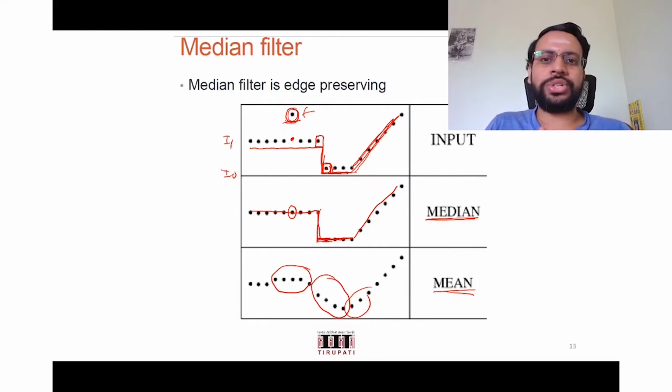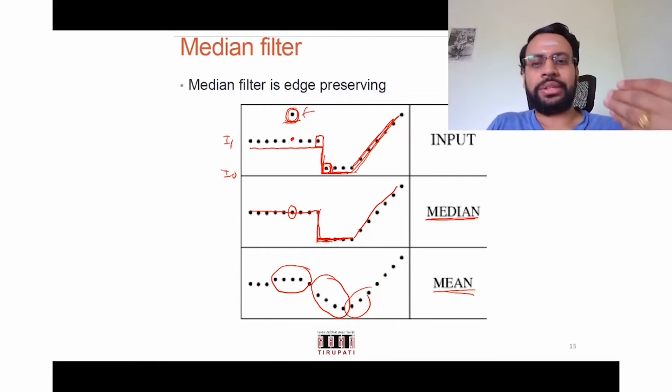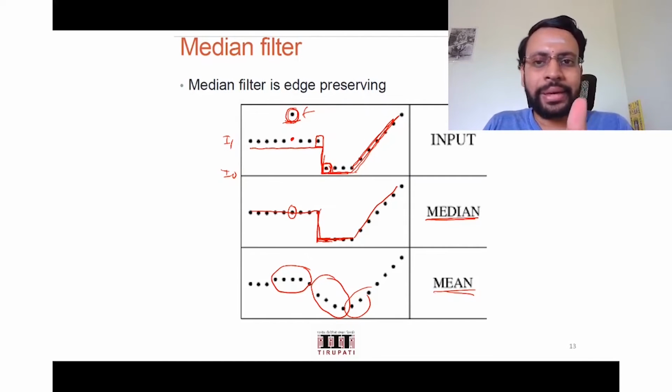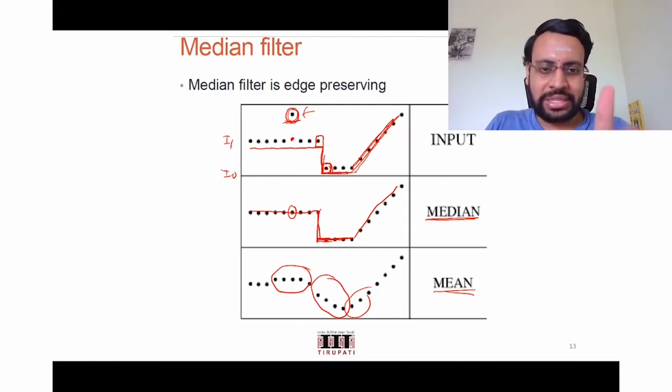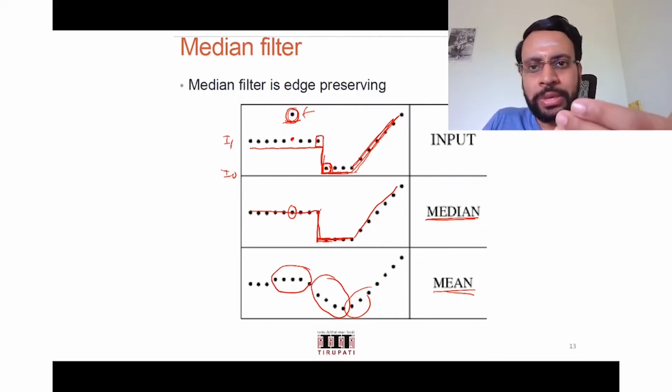So what's the conclusion that we could draw here? When you have salt and pepper noise, usually the median filter is much better than the mean filter. Second point, it is very good at preserving the edges. Third point, when the median filter is applied on a given input image, it does not introduce new intensity values in the output image.